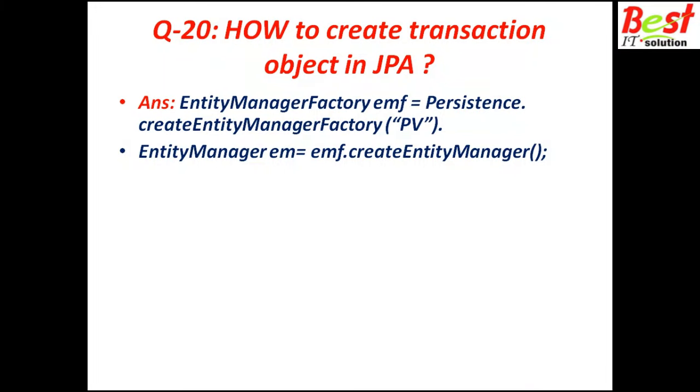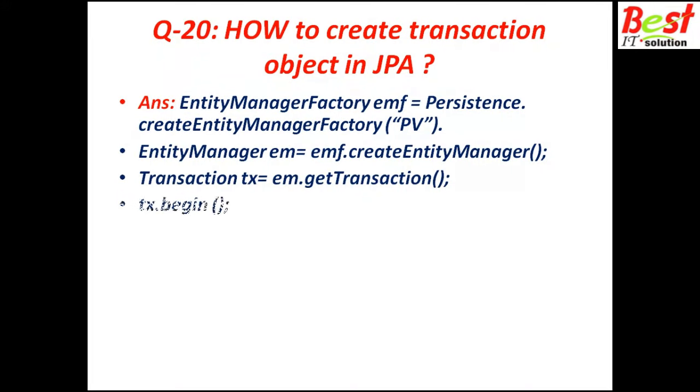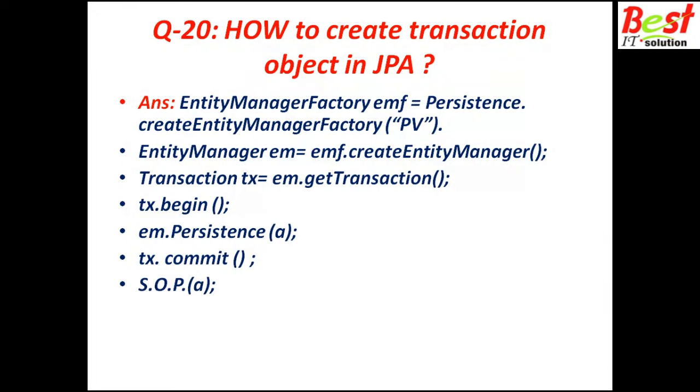It will create an entity manager object, and with the help of this entity manager object, em.getTransaction will create a transaction object tx. Then with the transaction object, we can begin the transaction, like tx.begin. We can persist data with em.persist using the entity manager. Then we can commit the transaction, and if required, we can also roll back the transaction with tx.rollback. In this way we can create the transaction object in JPA.